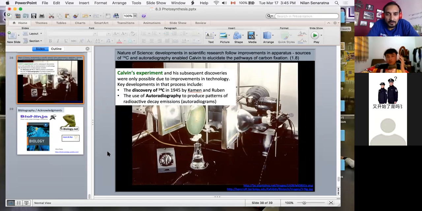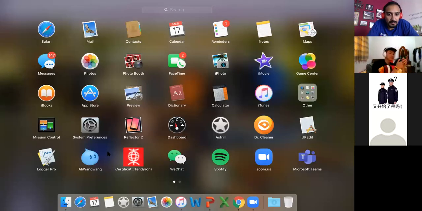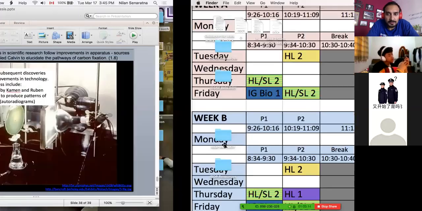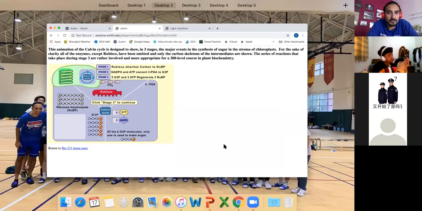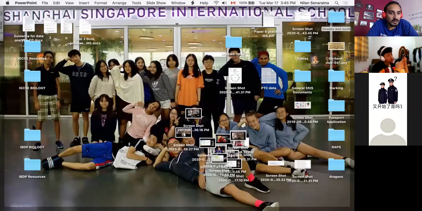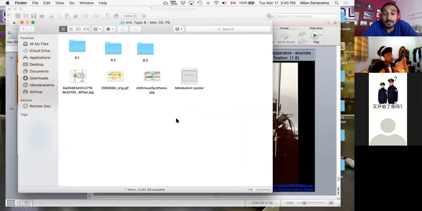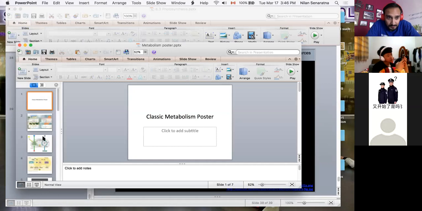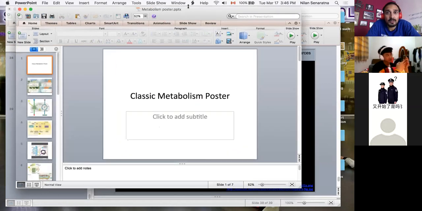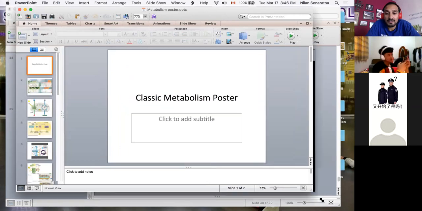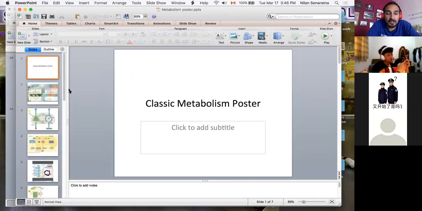Let me say one more thing before you go, which is, where's the folder? Okay. Normally, what you would do next is you would make a giant poster. This would be kind of like your task for the end of the term. And I've done it every year.